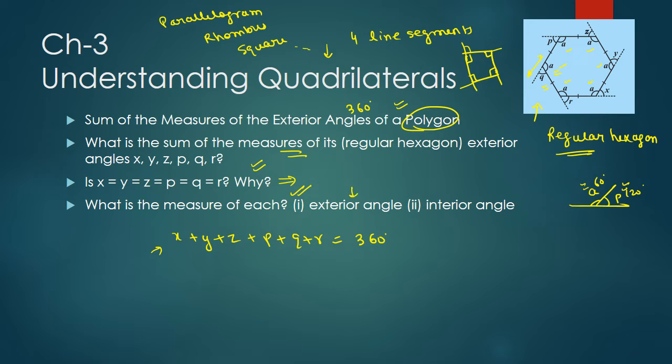Now we have to find out what is the exterior angle and what is the interior angle. Remember, for any polygon, that means a closed figure which is made up of line segments, the sum of interior angles is (n minus 2) into 180. Now this is a hexagon having 6 line segments, so 6 is the number of sides. 6 minus 2 into 180, so 4 into 180, that is 720 degrees.